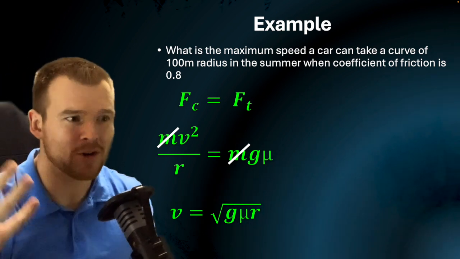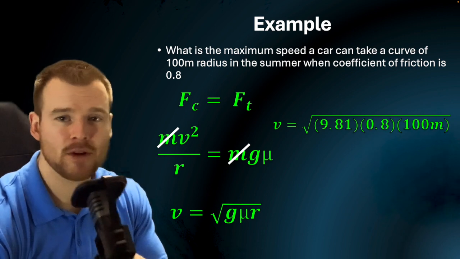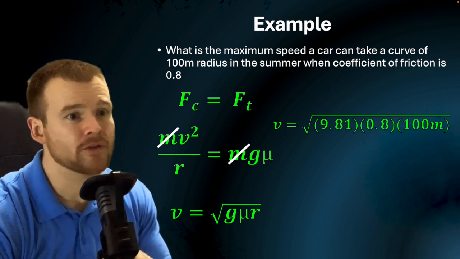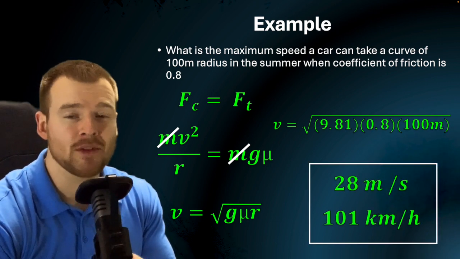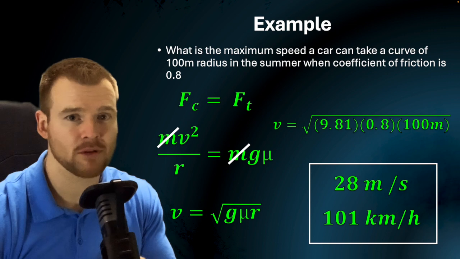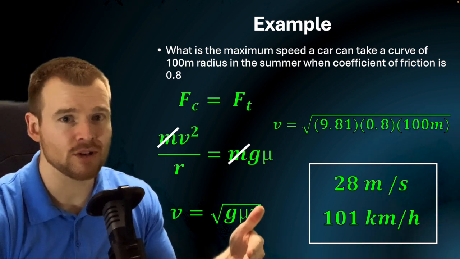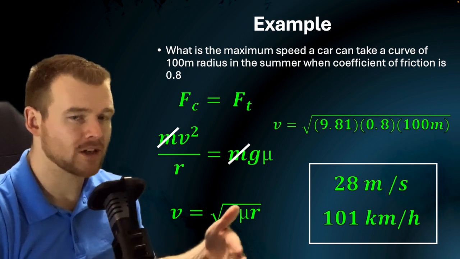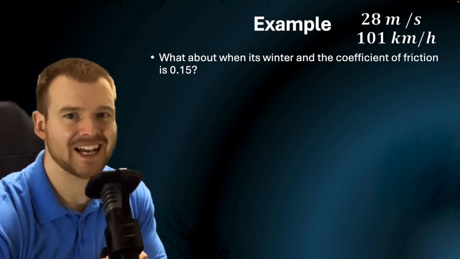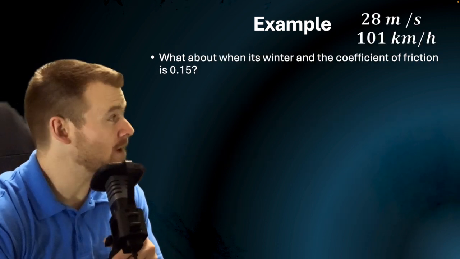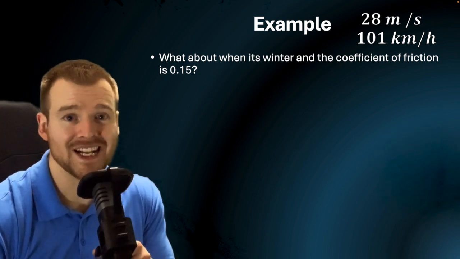I can always remember that. Square root of g mu r tells you the velocity it goes at. But we plug in those numbers, 9.81 for gravity, 0.8 for the coefficient, and 100 meters for the radius. We get an answer of 28 meters per second, which is the same as 101 kilometers per hour. Now admittedly, this is a pretty tight turn, so you can go all the way up to 100 kilometers per hour on dry roads before you start to skid a little bit. But I mostly want to make this calculation to compare to what if it gets icy and the coefficient of friction drops to 0.15, which is a realistic coefficient of friction for icy conditions.